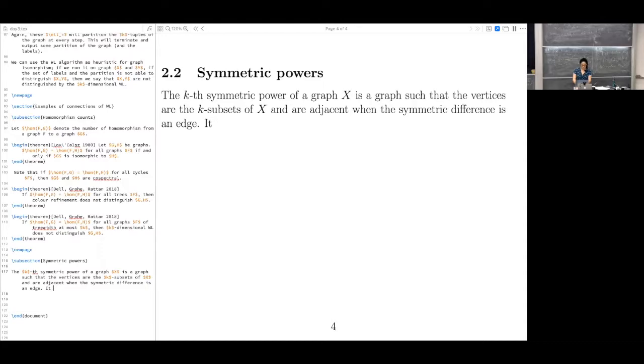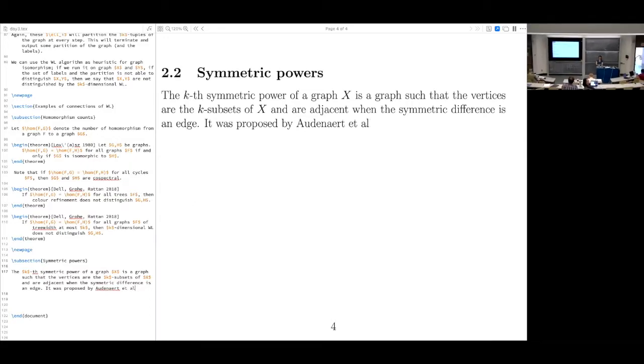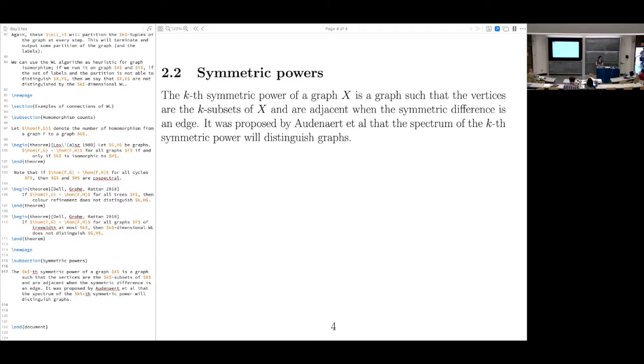So it was proposed by Audenaert. Do you know how to spell it? A-U-D-E-N-A-E-R-T. Oh, okay, that looks more correct. Okay, thank you. It was proposed by this set of co-authors that the spectrum of the kth symmetric power will distinguish graphs. There are some refutations, but they didn't actually claim this for all graphs.